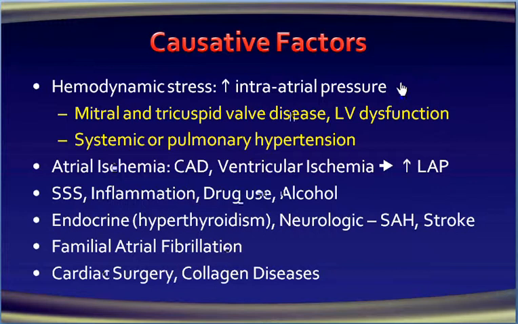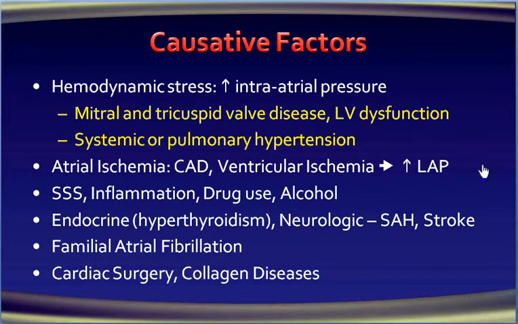How? Either due to mitral or tricuspid valve disease, due to mitral or tricuspid stenosis or regurgitation, the intra-atrial pressure increases, atrial size increases, or there could be LV dysfunction which in turn can increase the intra-atrial pressure. Systemic or pulmonary hypertension can result in increased pressure in the ventricles, which could again result in increased pressure in the atria. The second theory is the atrial ischemia.